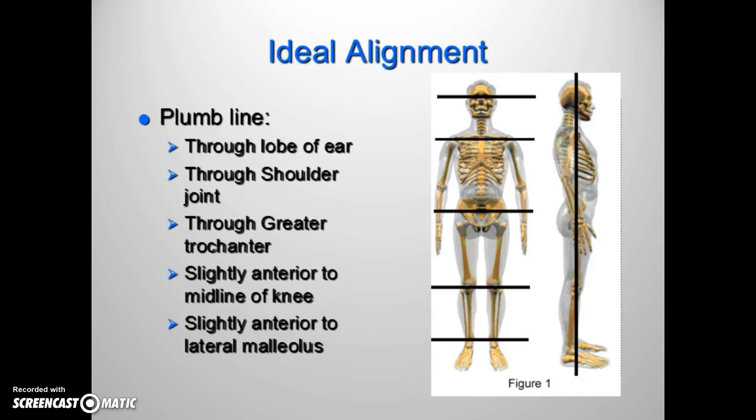Lordosis is 64 degrees for adults and adolescents. The ASISs are in the same vertical plane as the pubic symphysis. The knee is in the neutral position, neither flexed nor hyperextended.